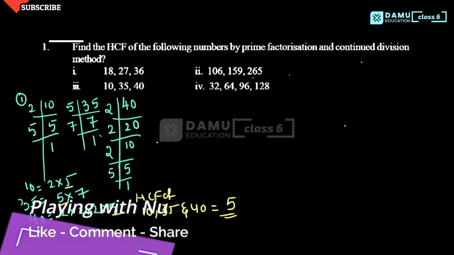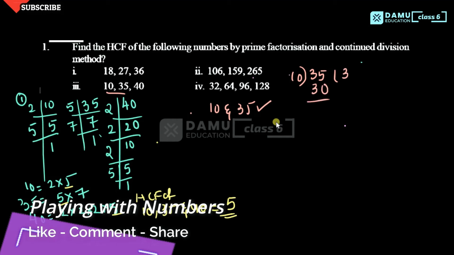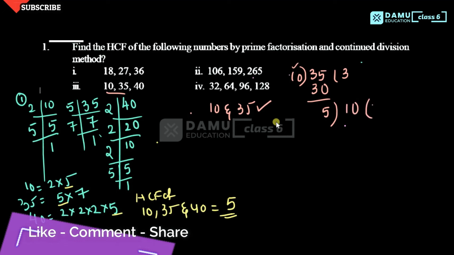Then the long division, that is the continued division method, we are going to check now. Let's take 10 and 35. In this the highest number is 35. Please divide 35 with 10. So 35 divided by 10: 10 ones are 10, 10 twos are 20, 10 threes are 30. So 30. Then what is the subtraction? 5. Again we have to divide with this remainder as the divisor, with this 10. 5 twos are 10.